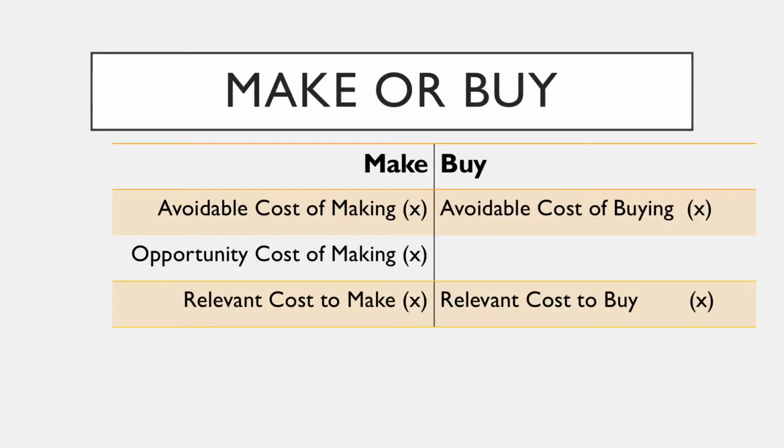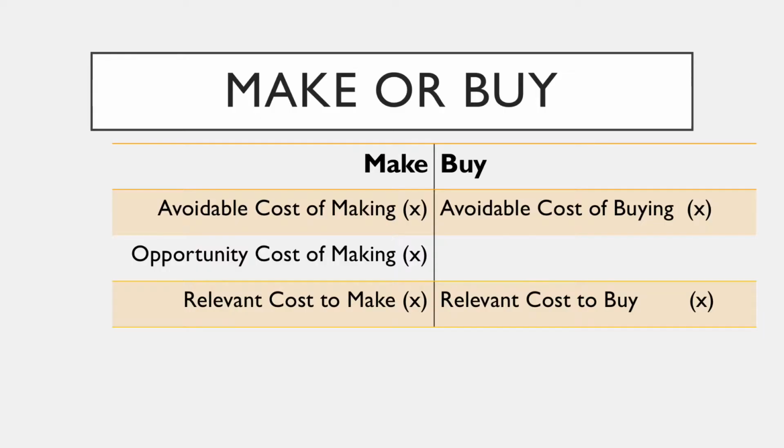When it comes to make or buy decisions, we would compare costs between both options, the cost of making and the cost of buying. We are going to look at the cost that disappears when we choose one alternative over the other. We refer to this cost as avoidable costs. In the make option, avoidable costs are those that can be prevented from incurring if we stop making.